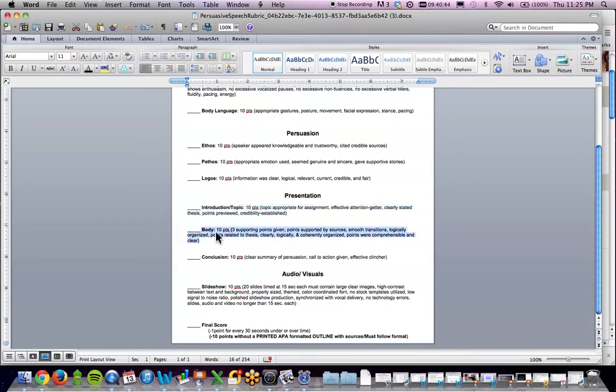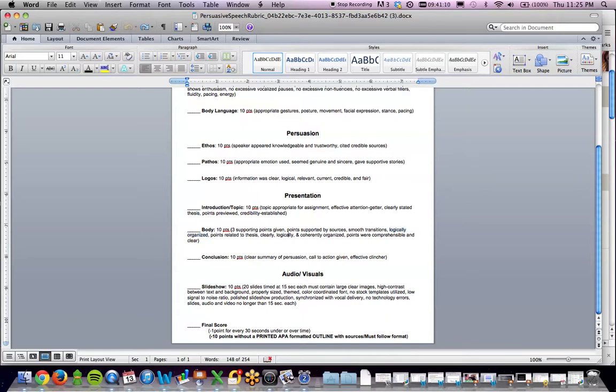The body of your speech, this is really looking at the structure. Do you have main points? Are they supported by sources? So did you give supporting points, or did you just make a bunch of claims afterwards? Are you transitioning between main points really smoothly? Is the structure logically organized? So do I feel like there is a structure? Can I hear that structure? Do all of your main points support your thesis?